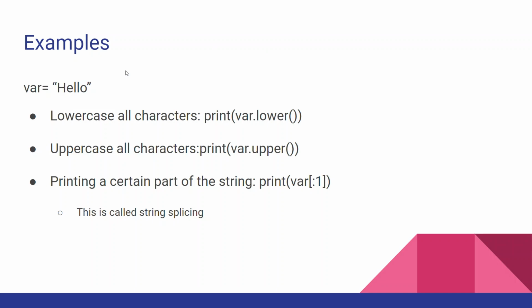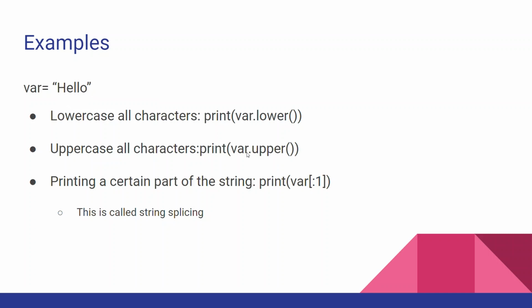Imagine we have a variable named var and it's storing the string hello. If we wanted to lowercase all the characters, what we would do is print var, which is the variable's name, then do .lower(). The .lower() is a built-in Python library, and it would make all of the characters lowercase. Now let's say we want to uppercase all the characters. We would do the same process where it would be var dot, but in this case we would have .upper, indicating that we want to make all of the characters uppercase.